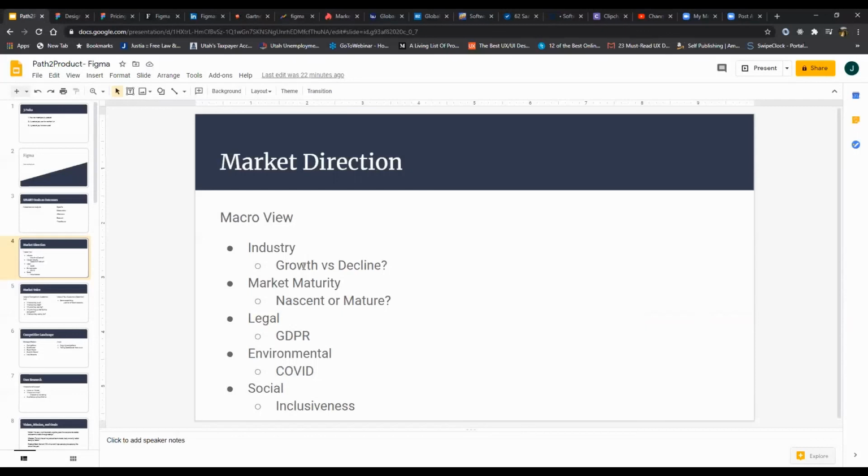So if you find some of this macro market direction stuff relevant to your portfolio piece, by all means add it. And with that, we'll move on to market voice.